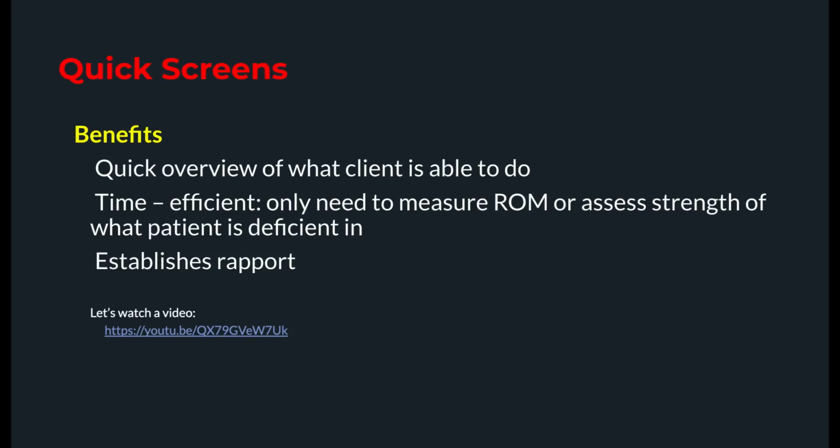So when you do a quick screen, you have the client go through certain movement patterns, and you're going to assess how they move, what their range of motion is, what their strength is, and some other things, which we're going to talk about in a minute. And then you're going to pay more attention to the areas where the patient is deficient. The quick screen also allows you to establish rapport with your client. Think about when you go to the doctor's office, okay? And the nurse comes in, and what do they do first? They first of all sit down and they say, "What's going on? My name is so-and-so. Tell me a little bit about why you're here." That's establishing rapport. That's what we want to be able to do with our clients.